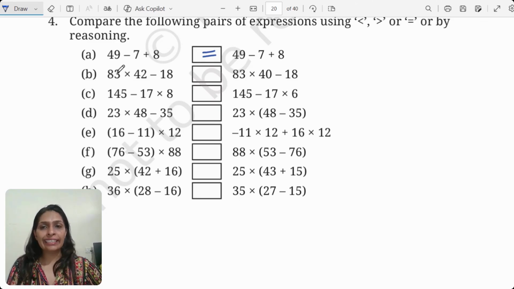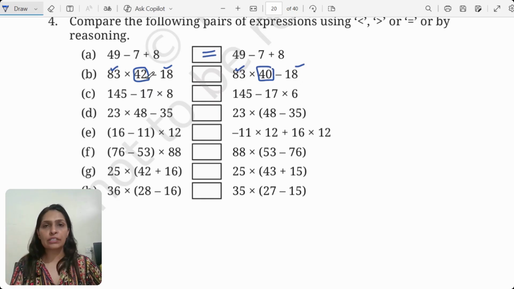Second one, it is 83. So you keep on matching one by one. See, here it is 83. Here also it's 83. Multiplied by 42 and here we have 40. Okay, and the 18 are the same. So what is different? The deciding factor is 42 and 40, and they are in positive terms. So which one is bigger? 42. Hence this expression is going to be bigger.